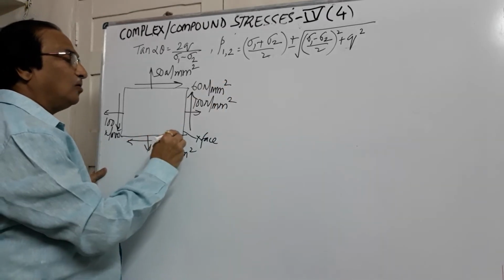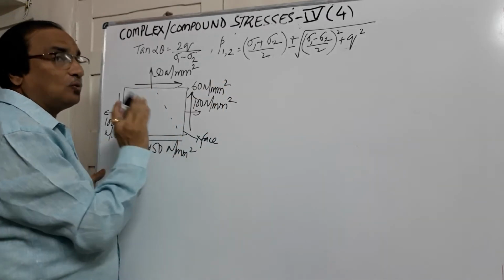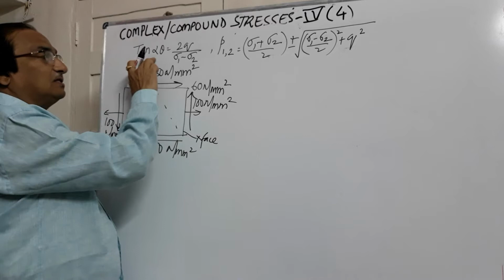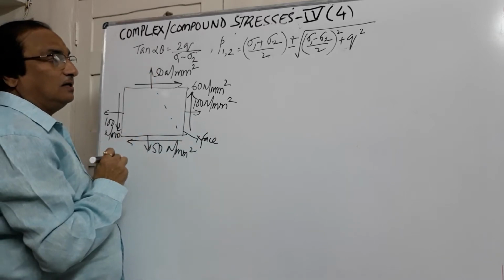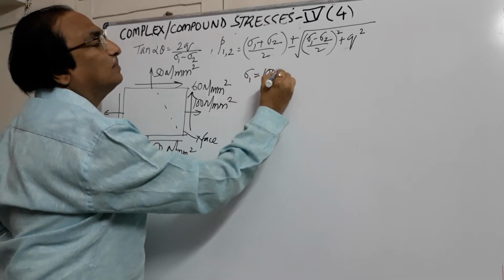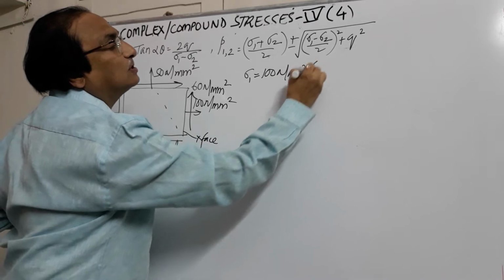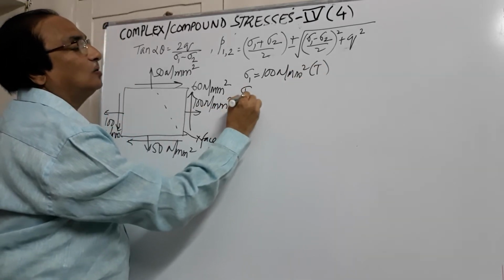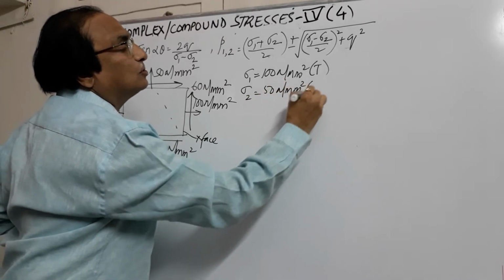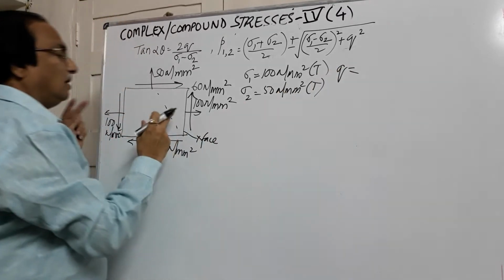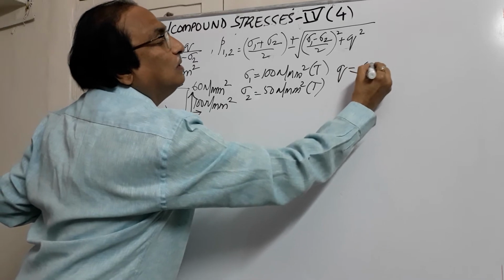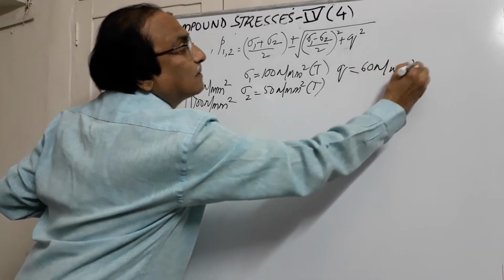So you will have to find a plane on which there are only principal stresses, and no shear stress should be acting on that plane. Such a plane is given by this formula, so let us find the values. We will take the data given. Sigma 1 is 100 Newton per mm square, positive because it is tensile. Sigma 2 is 50, again tensile in nature, so it is positive. Q on the x face gives anti-clockwise rotation, so we take it as positive: q is equal to 60 Newton per mm square.